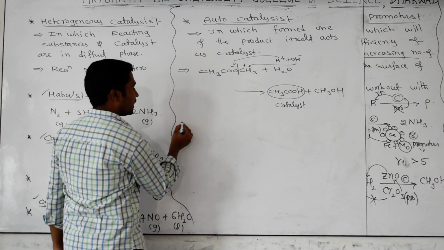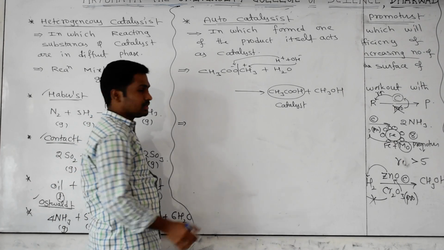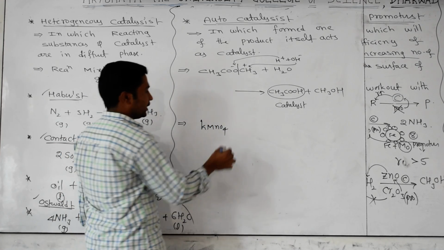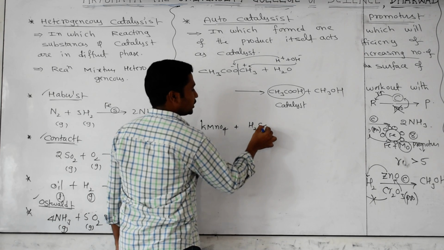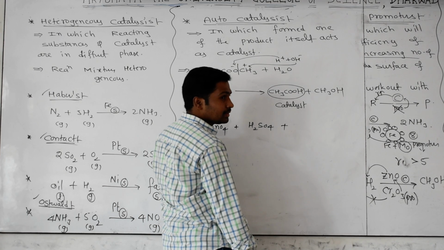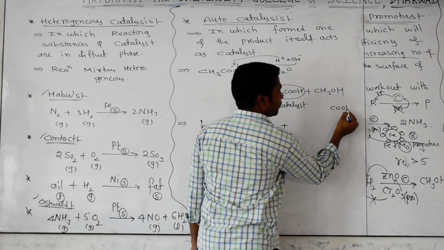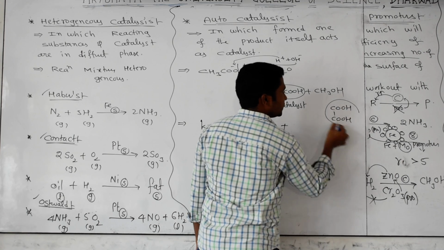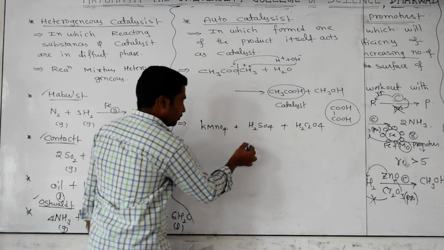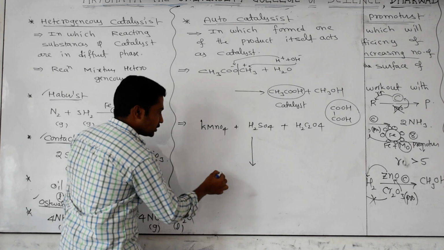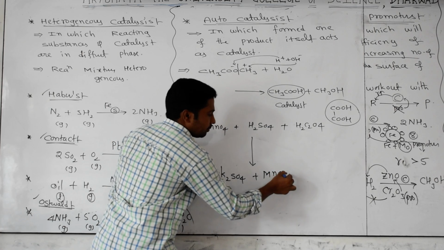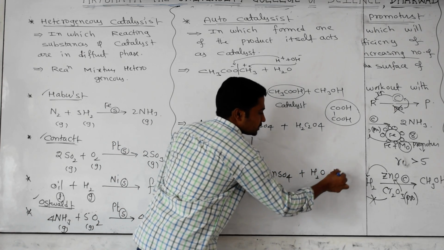And one more important reaction, which you will get in D block elements. KMnO4, potassium permanganate, reacts in acidic medium, H2SO4, with oxalic acid. Do you know the formula of oxalic acid? Carboxylic acid, COOH and COOH. Write the formula: H2C2O4. After completion of the reaction we get potassium sulfate, plus manganese sulfate, plus water, plus CO2.